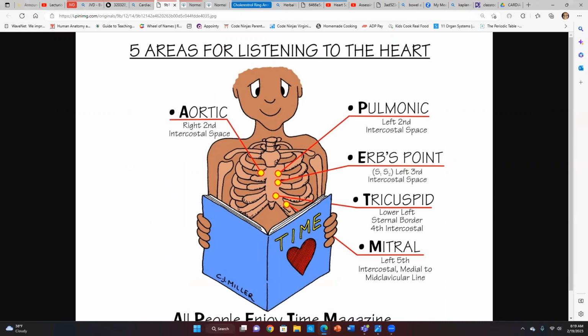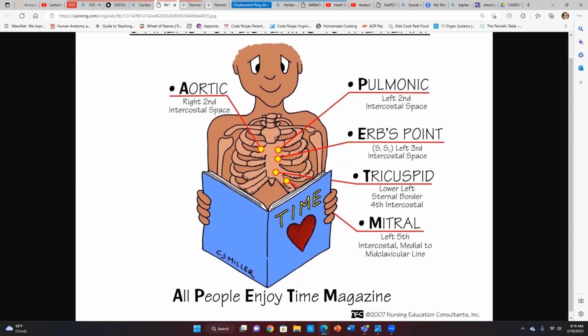And I'm sharing my screen, and you should see a person there reading a magazine, and it says 5 areas for listening to the heart. And so with this, you have to place your stethoscope in those particular spots. You need to know what those landmarks are. So if you're a visual person, this will help you. You can take a screenshot of this if you like, but you need to know those cardiac landmarks, okay?